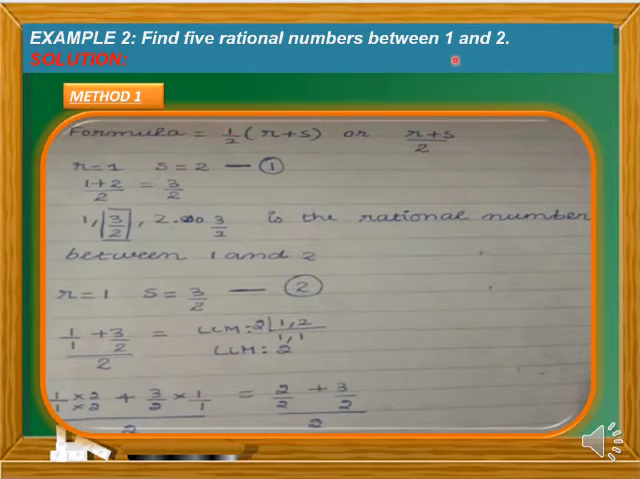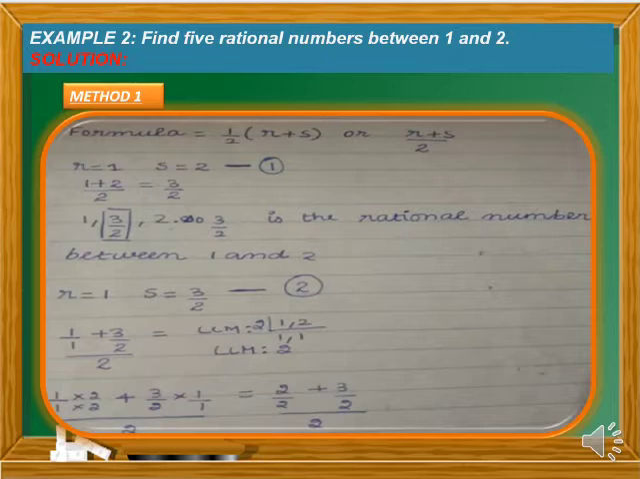They have given only two numbers. I am going to take r as 1 and s as 2. We should not change it to r equal to 2 and s equal to 1, because they have asked to find 5 rational numbers between 1 and 2. Okay, you can change, but you will still get the correct answer.